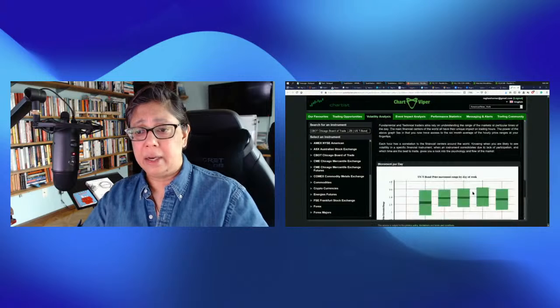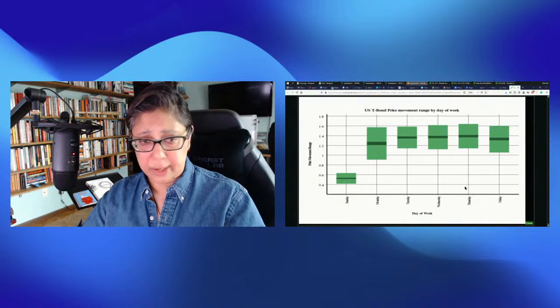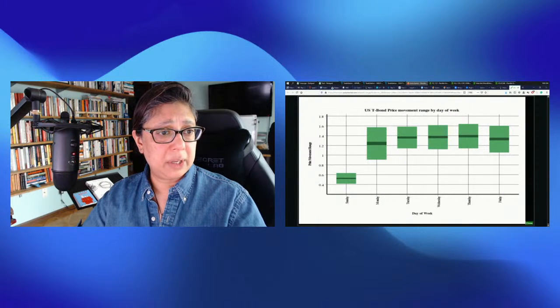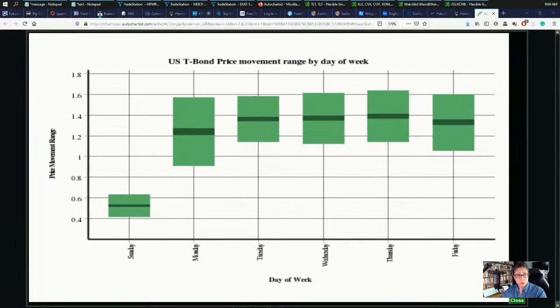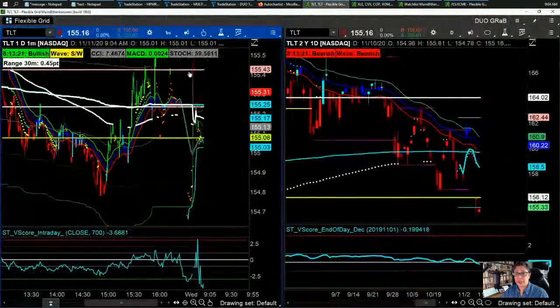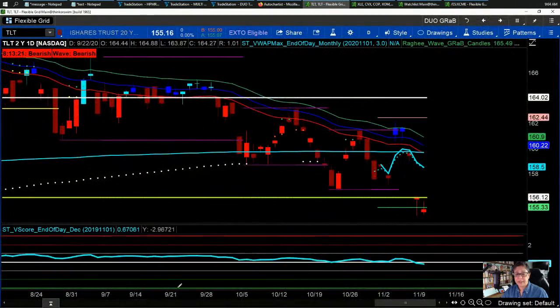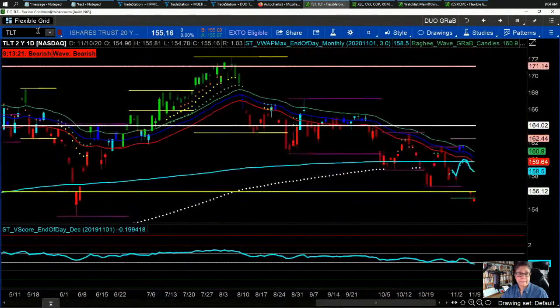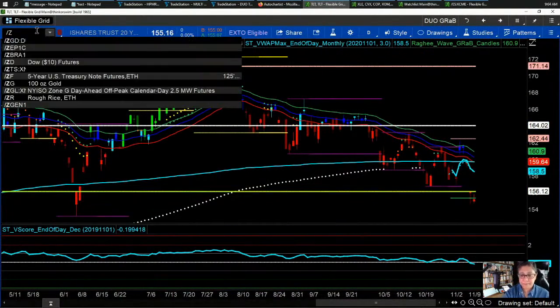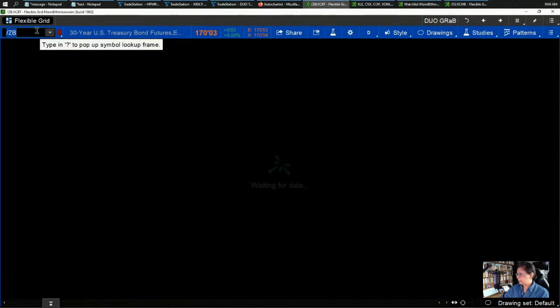So what you're looking at here, this chart right there, let me zoom in so you can see this. What we're talking about here is the typical price movement range on the ZB bond futures. And what we're also looking to do is take advantage of some exhaustion. And the question is, exhaustion into what? Exhaustion into where? So let's take a look at the daily time frame and start with the ZB.